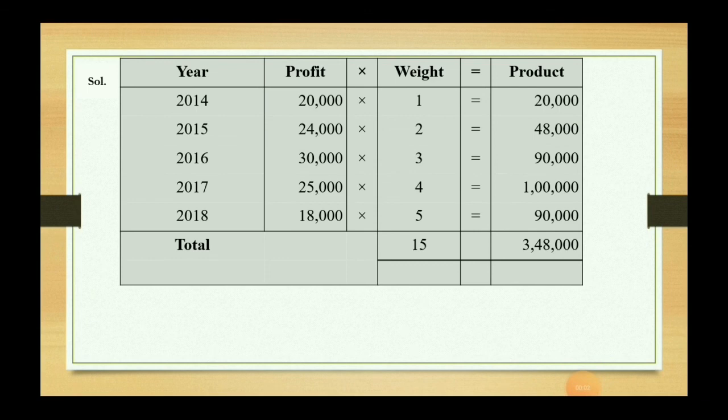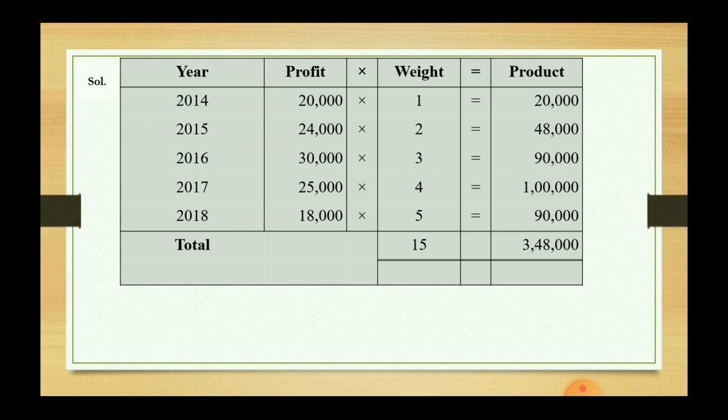Before solving the question with the help of the weighted average profit method, one should make the table given here as a working note. In the given table, the first column is dedicated to year. Here years 2014, 15, 16, 17 and 18 are represented. The next column is dedicated to profit, and those profits which are given to us in the question itself are 20,000, 24,000, 30,000, 25,000, and 18,000.